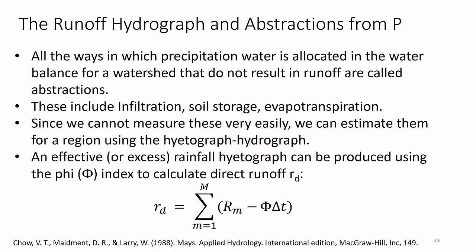We can also use the phi method in order to calculate direct runoff, R sub D. So R sub D is runoff that's direct. And basically, it's the sum of all the runoff from an increment of rainfall minus phi times the unit of time. So if we have 4-hour rainfall and M is 4, so you sum up all 4 of these for the phi times each hour. Each of these time steps is 1 hour. So that's the key, the time step here.